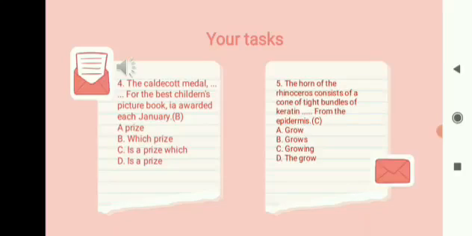And then for number 5, in this sentence there is already the subject, the horn, and the verb is consist. So here we don't need a verb anymore, and the correct answer is C, growing. E and B are wrong, and D is also wrong because it creates another clause. And remember, two clauses must have one conjunction word, so the answer is C.